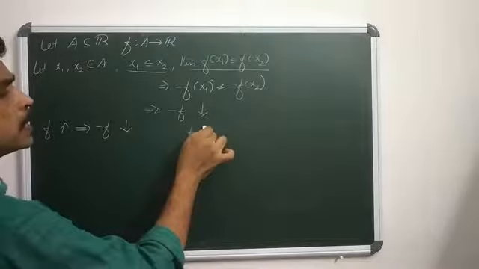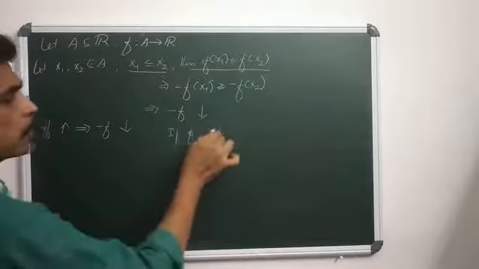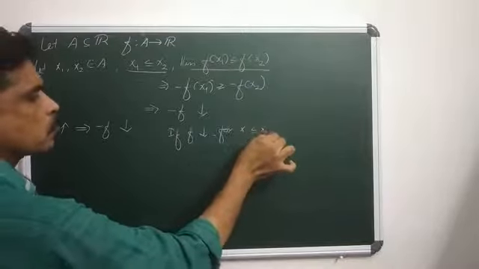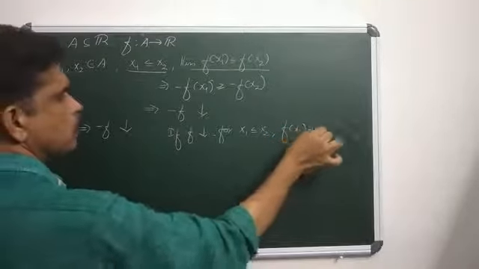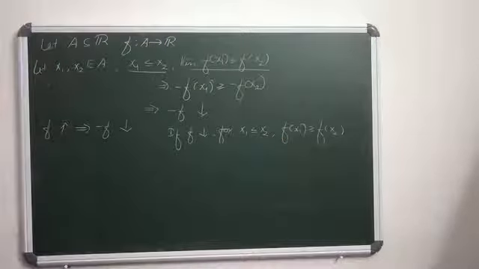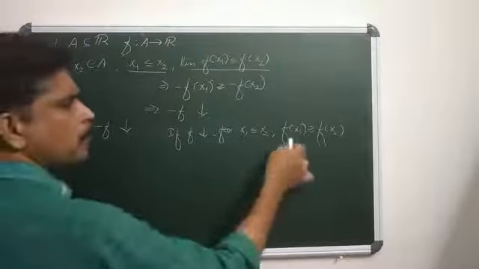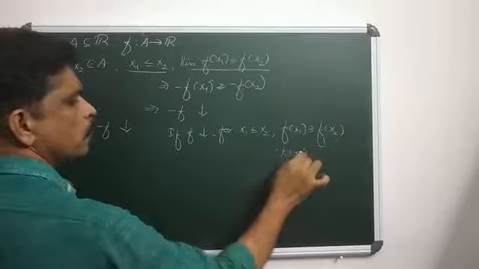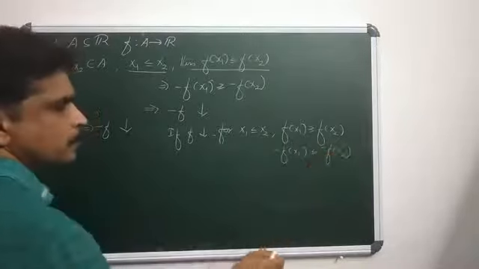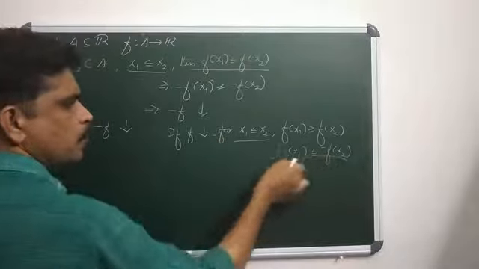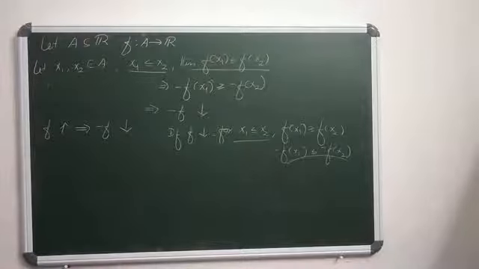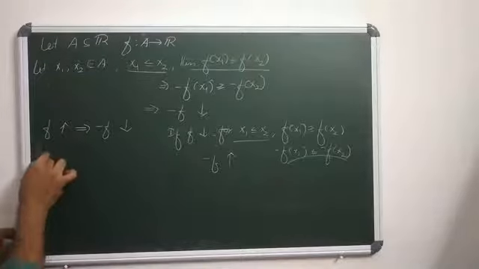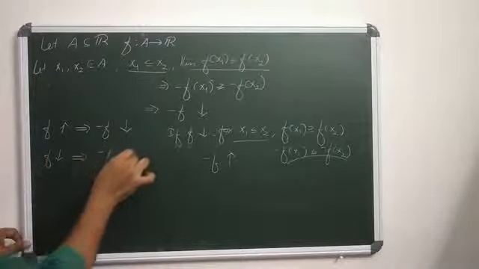Similarly, if f is a decreasing function, what happens? f is decreasing means for x1 less than or equal to x2, f of x1 is greater than or equal to f of x2. This is the definition of decreasing. What about minus f? If you multiply throughout by a negative, we get minus f of x1 less than or equal to minus f of x2. That means for x1 less than or equal to x2, minus f of x1 is less than or equal to minus f of x2, so minus f is an increasing function. Our conclusion is, when f is decreasing, minus f is an increasing function.